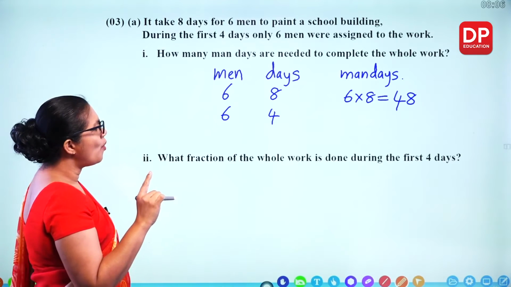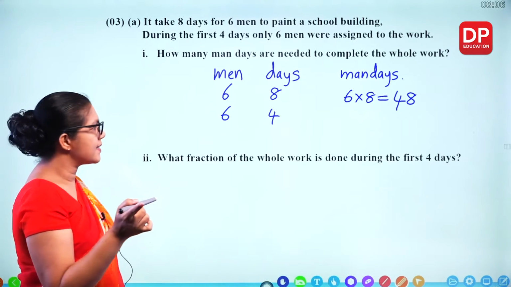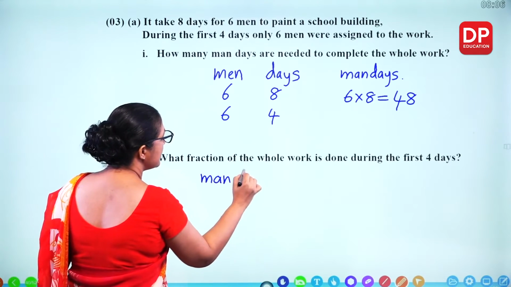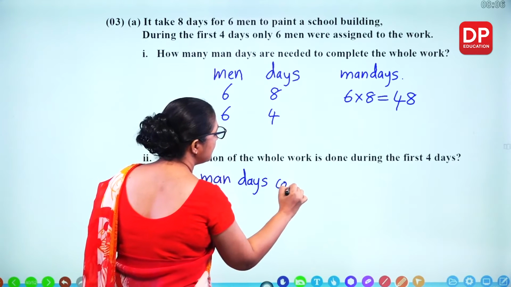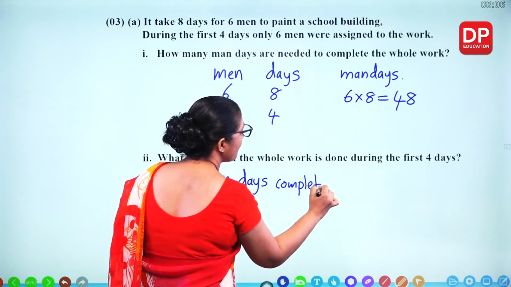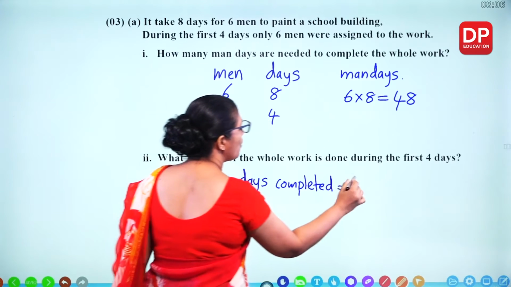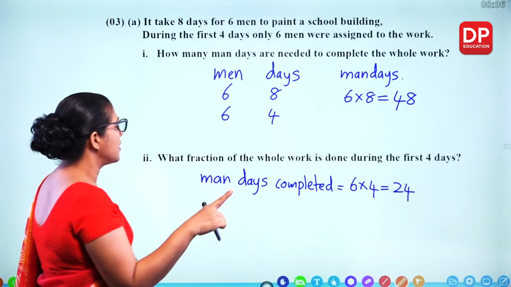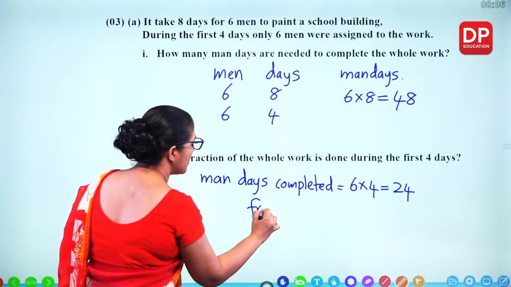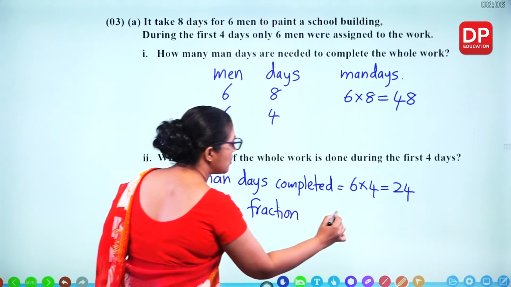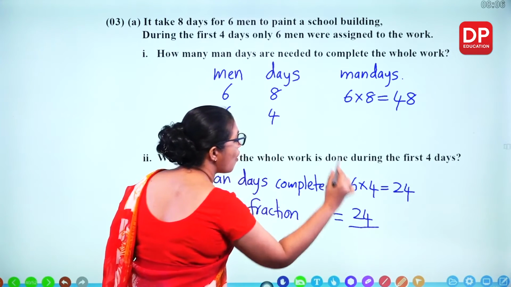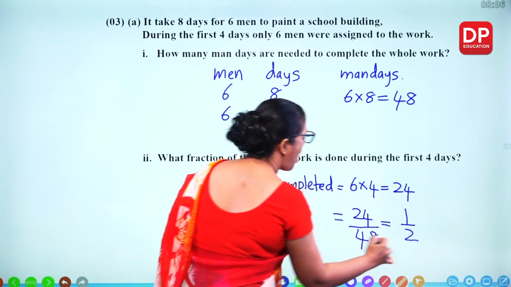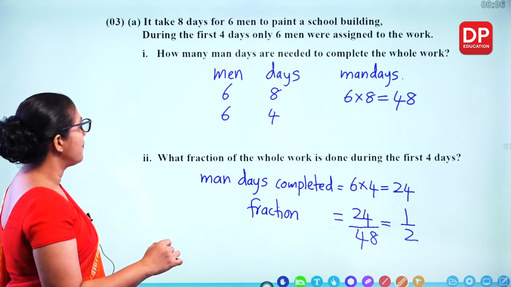What fraction of the whole work is done during the first 4 days? So first 4 days, how many man days completed? Man days completed is 6 times 4. That's 24. They want it as a fraction. So the fraction is 24 parts completed from 48. So this is just half. Half is the fraction you need.